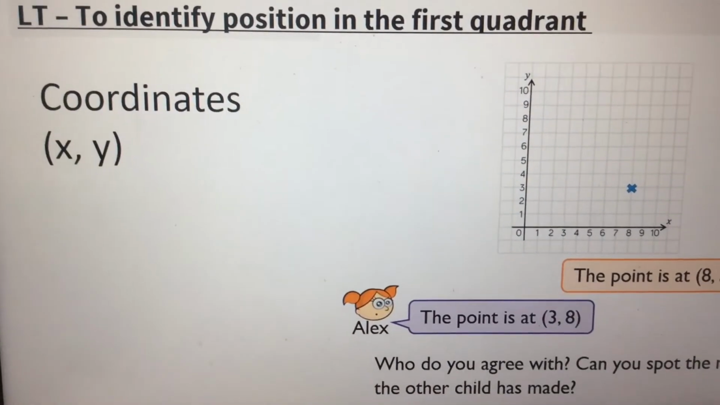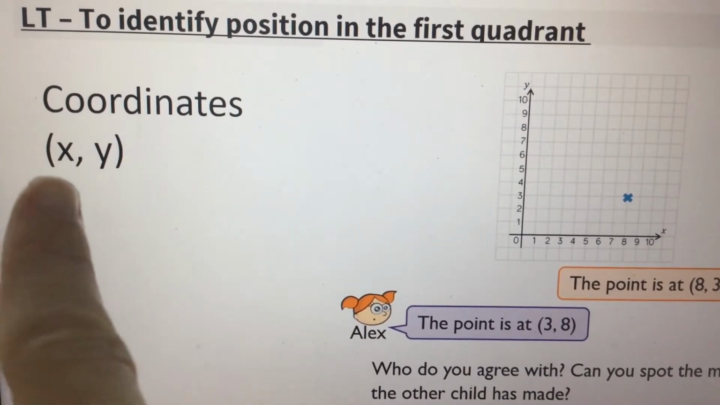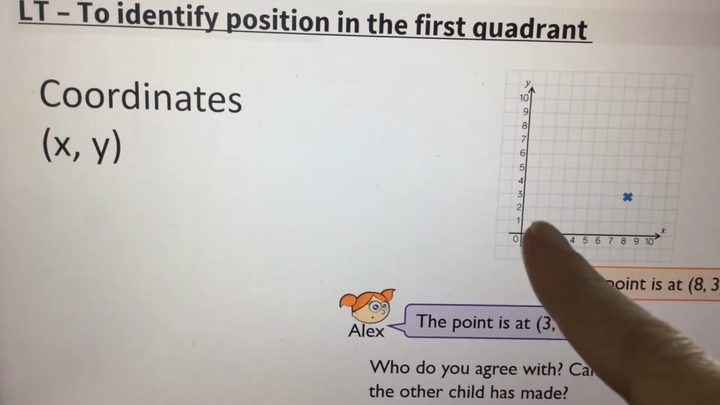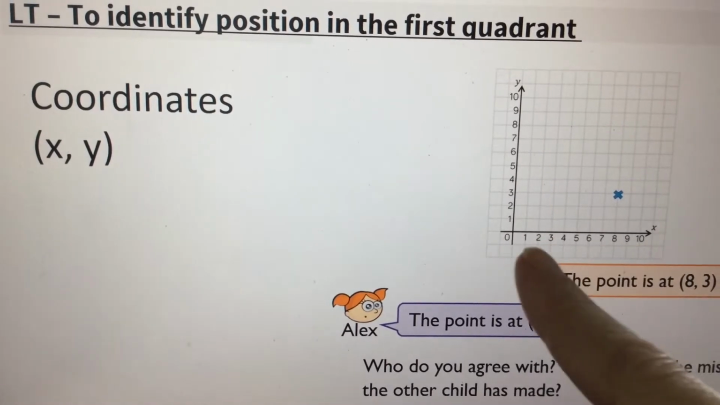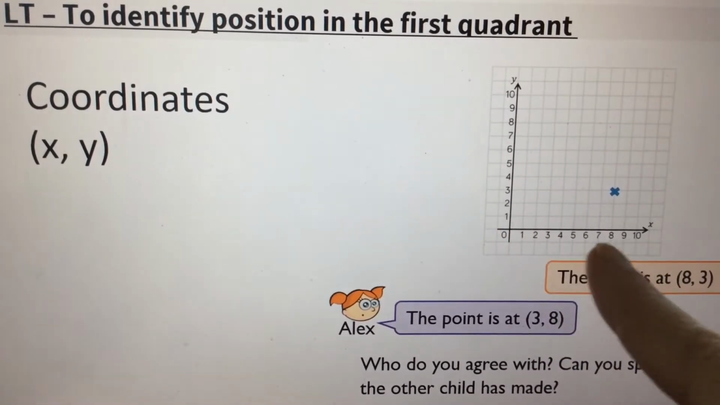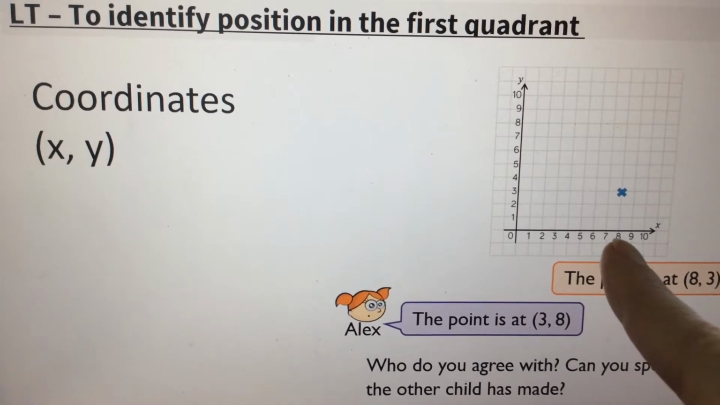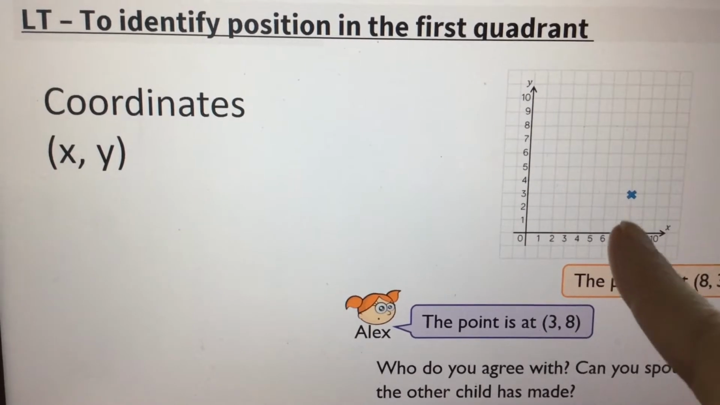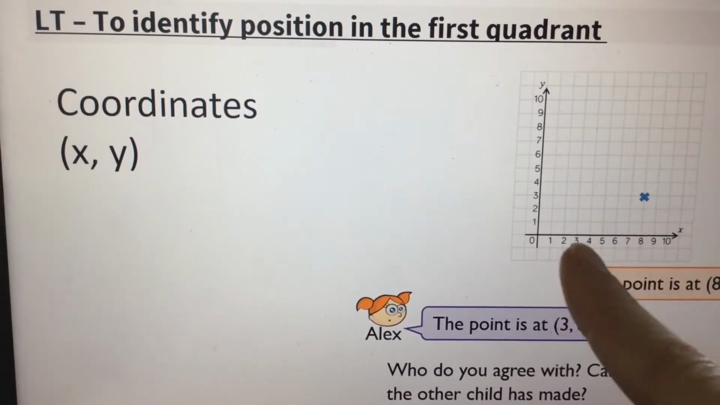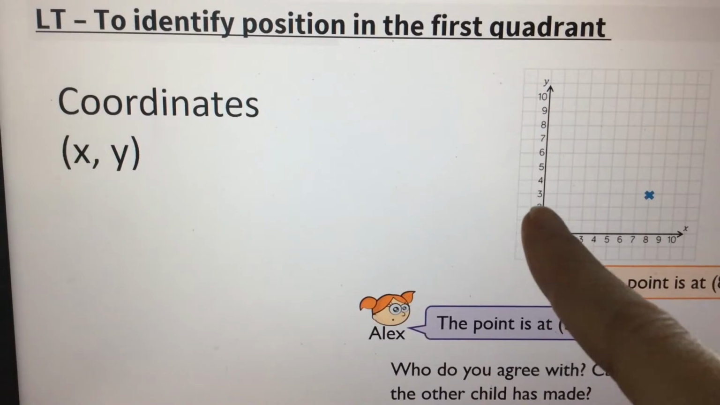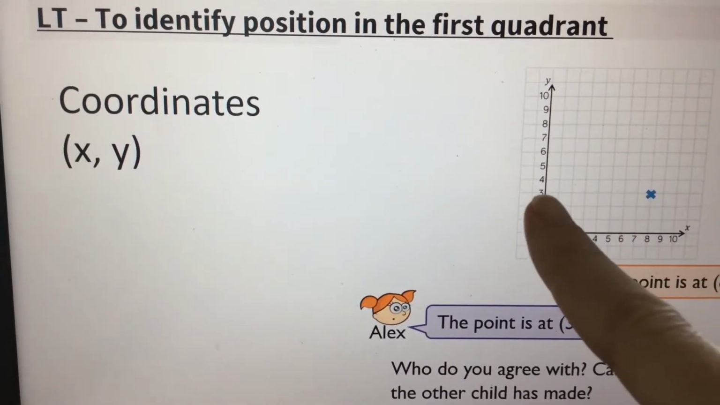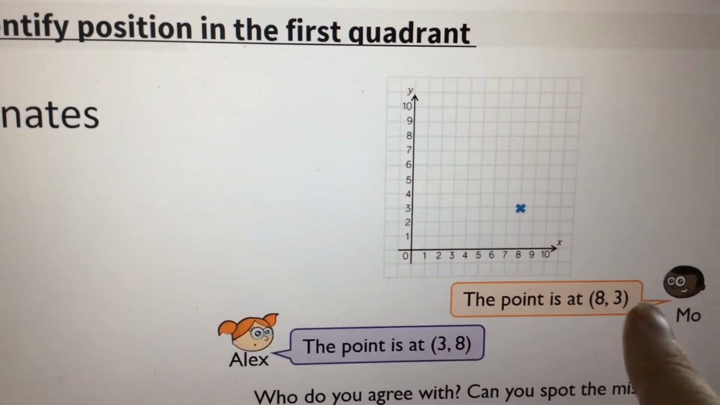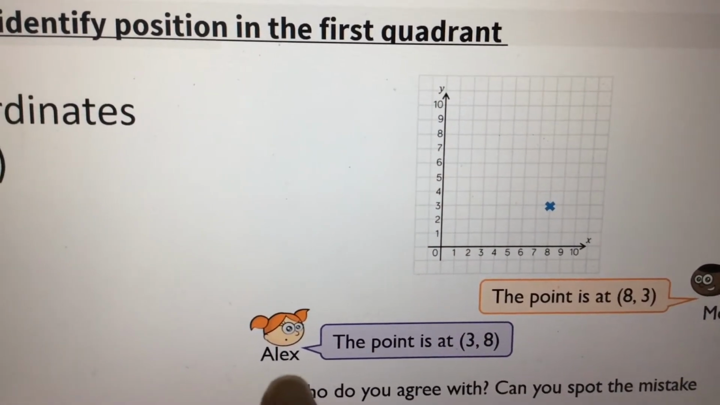Now let's just remind ourselves of that rule. It's the x-axis first, and then the y value. So to read the x value, this is our x-axis, remember, the horizontal one, and the 8 is there. So the little cross there is above the 8, so it's the 8 value on the x-axis, and on the y it's 3. So it would be 8, 3. So Mo is right.